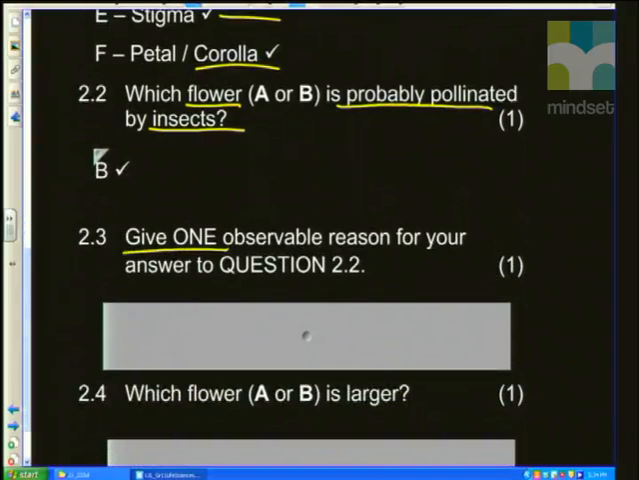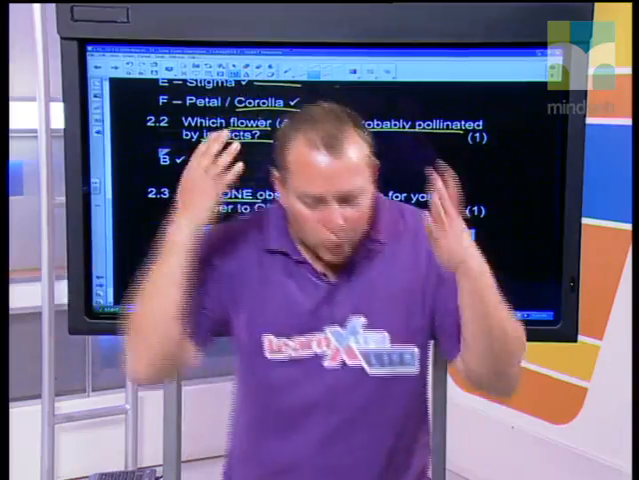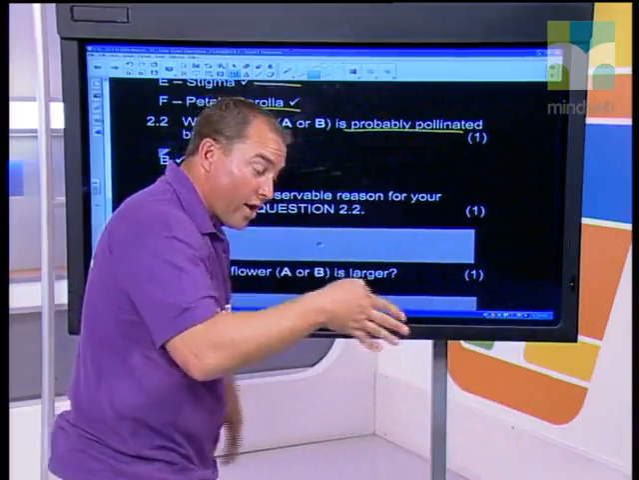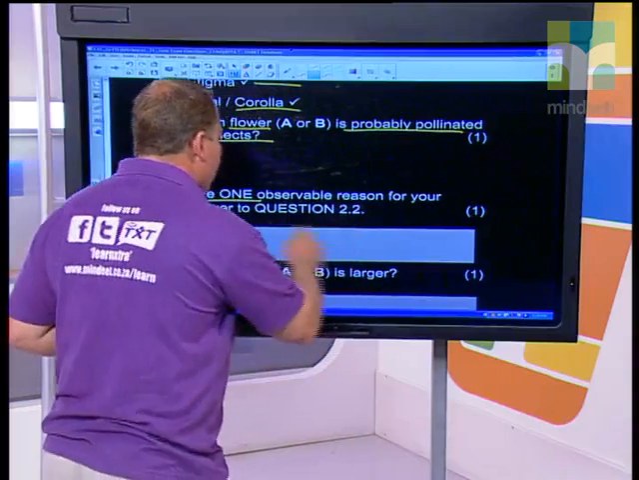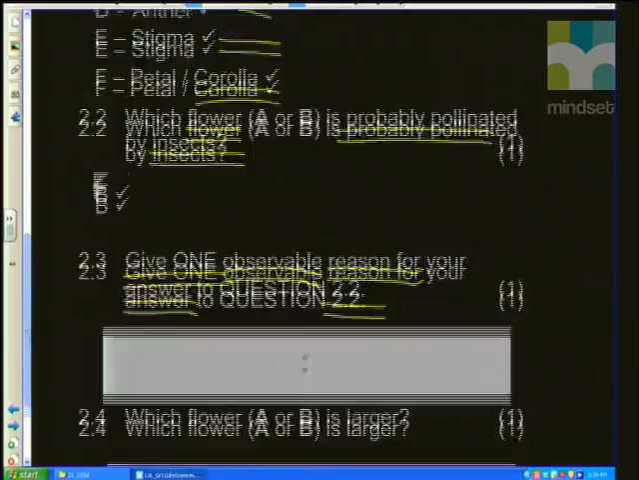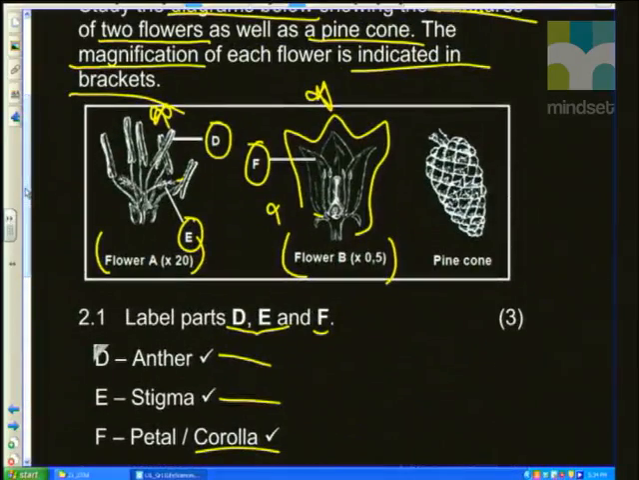Give one observable, means in other words, not what is in a textbook. Okay? You need to understand what's in a textbook and look and identify things for yourself. So it's not just always what I think. Okay? It's what I see. Observation, reason for your answer in question 2.2. So if I have a look at this, why is it? Okay? Why is it?